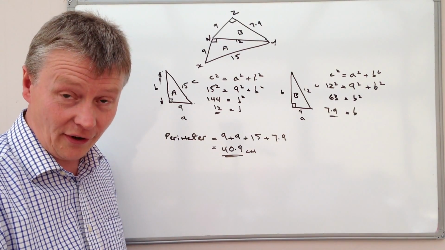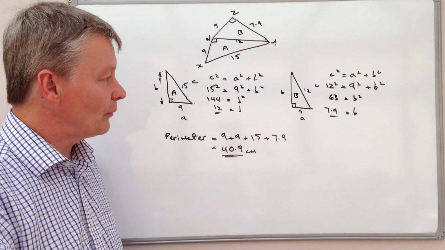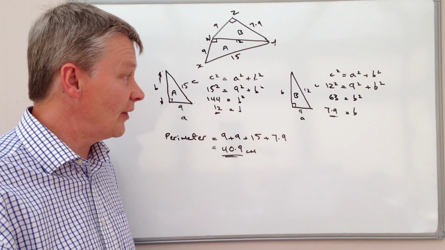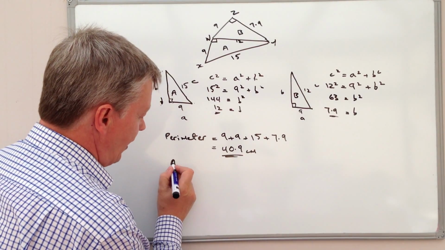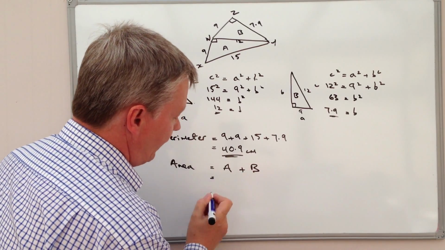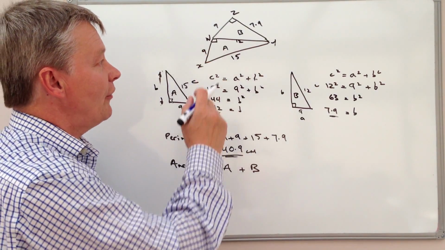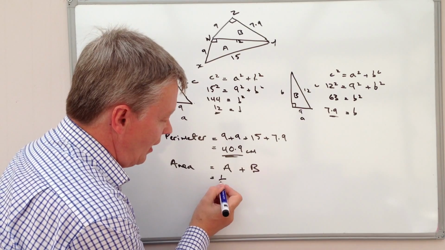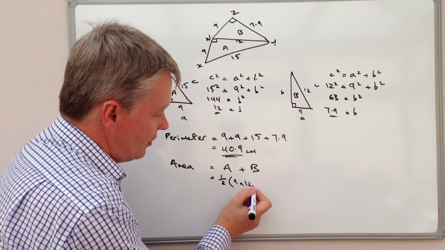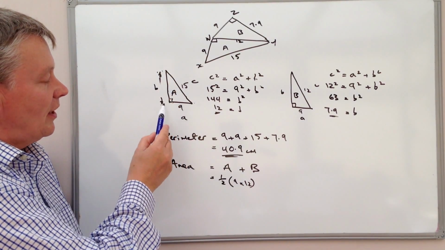The second thing that I need to do is I need to work out the area of the quadrilateral. Well, it's much easier to work out the area of each of the triangles and then just simply add them together. So what I'm going to say is the area equals A plus B. Well, the area of a triangle is a half the base times the height. So the area of A is going to be a half, and the base is 9, and the height is 12. So that's this distance here. So it's a half times 9 times 12.